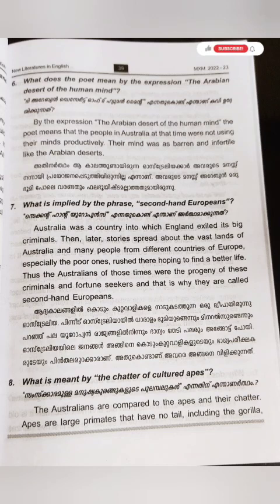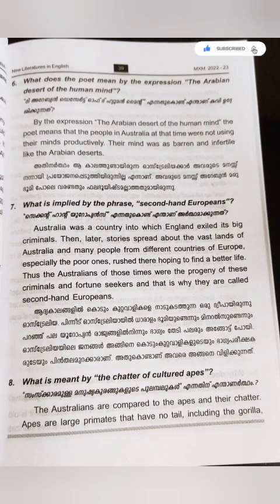6. What does the poet mean by the expression 'the Arabian desert of the human mind'? By the expression, the poet means that the people in Australia at that time were not using their minds productively. Their mind was as barren and infertile as the Arabian deserts.